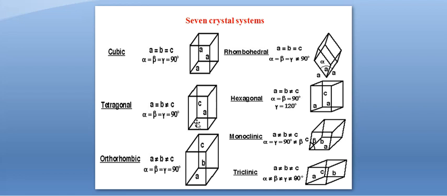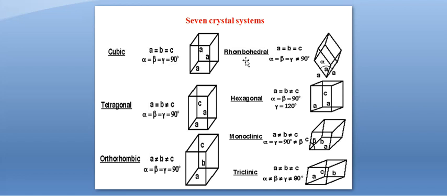So that is why a equal to b is written, which is not equal to c, but alpha, beta, gamma is equal to 90 degrees. In the case of orthorhombic, a is not equal to b is not equal to c. All the axial lengths are not equal for the case of orthorhombic, but alpha, beta, gamma is equal to 90 degrees.